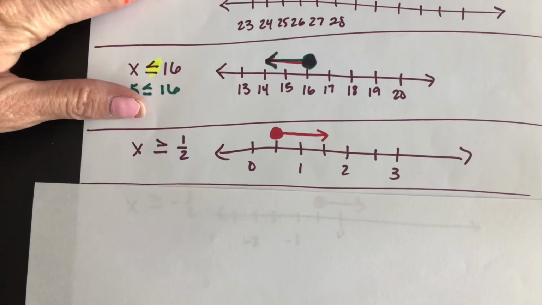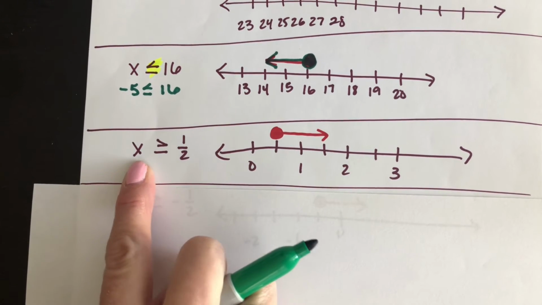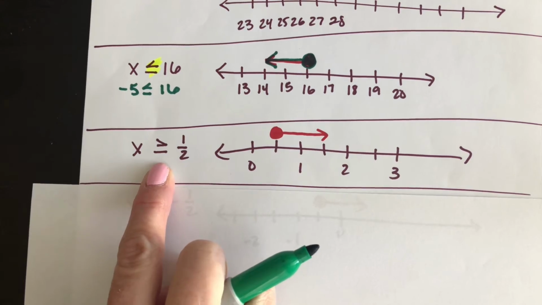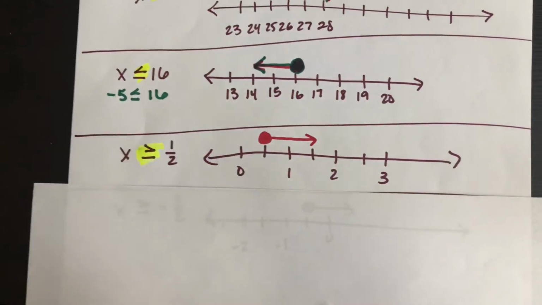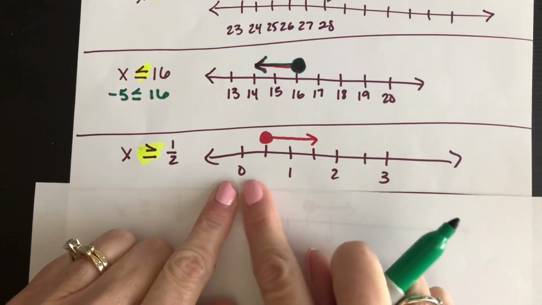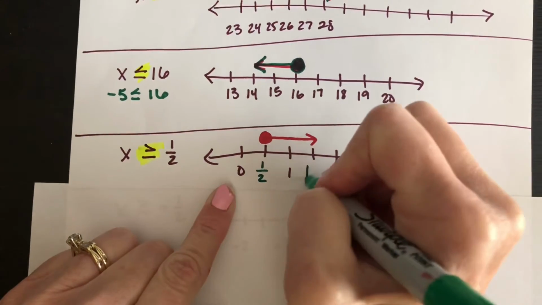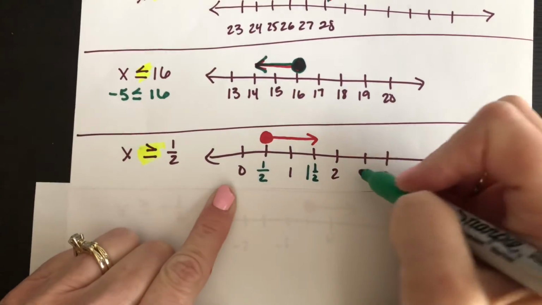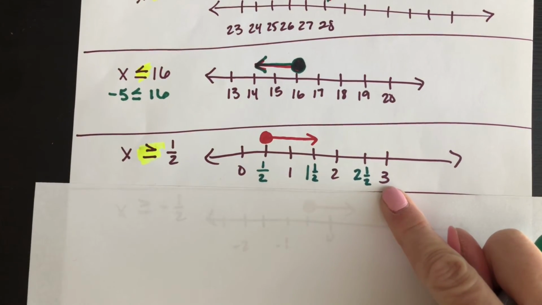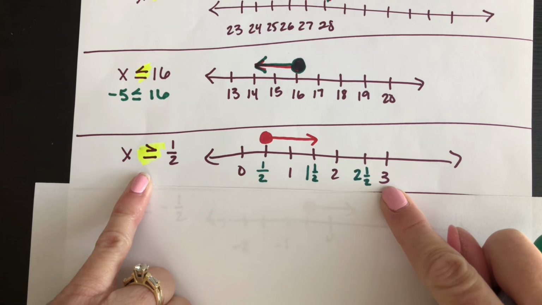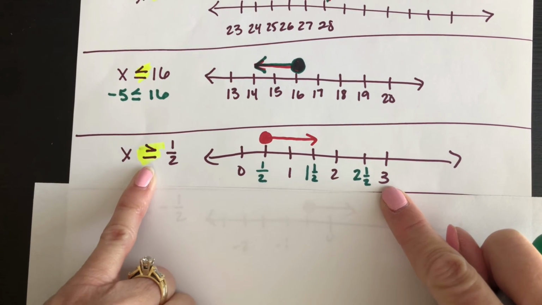Couple more examples and then let you get on your way. Here I'm using a fraction. x is greater than or equal to 1/2. So I made my number line here: 0, then 1/2, 1, 1 and 1/2, 2, 2 and 1/2, and I don't need to take it much further than that, 3. So x is greater than or equal to 1/2.